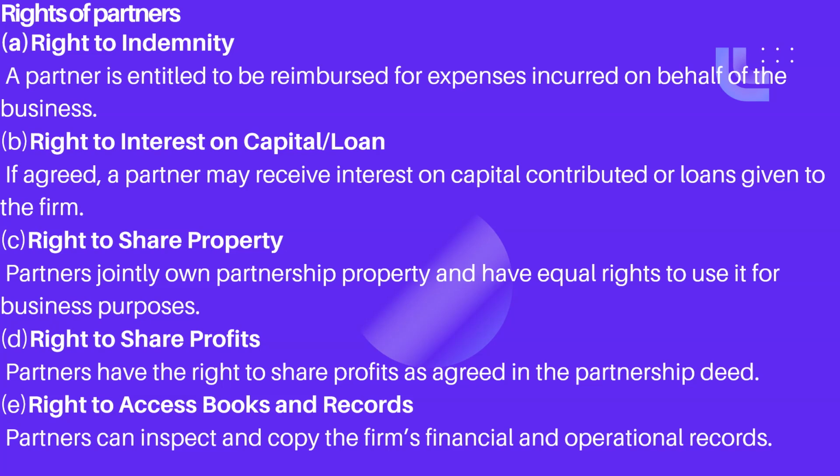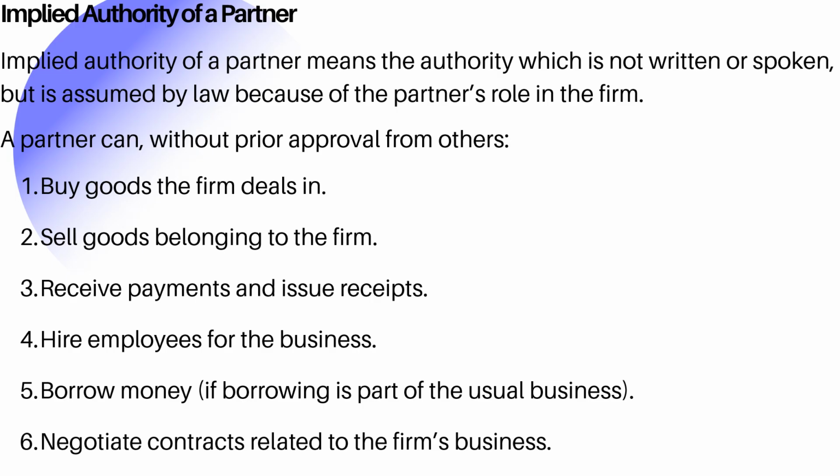And then the other one is right to access books and records. We note that partners can inspect and copy the firm's financial and operational books. So access them, get to know the information in terms of the financials. How is the financial aspect of the firm? So you can be given the books and be able to inspect the books.